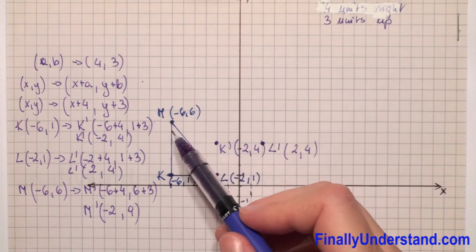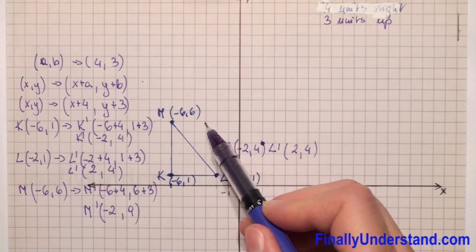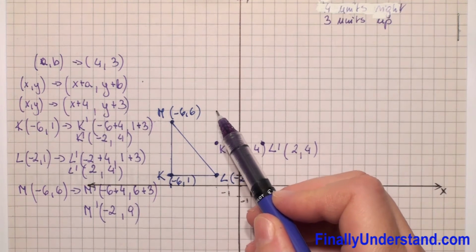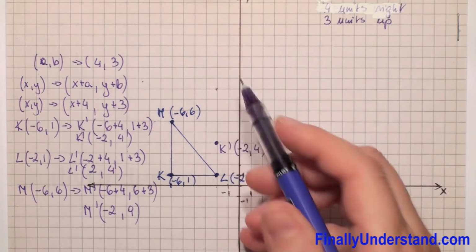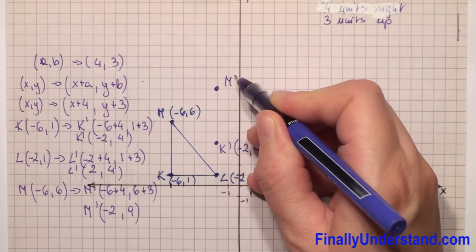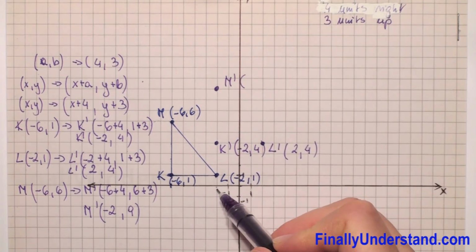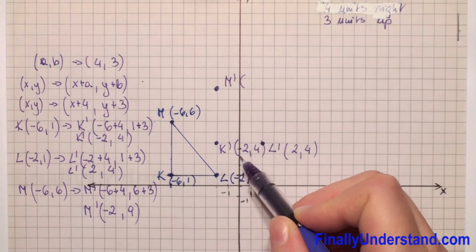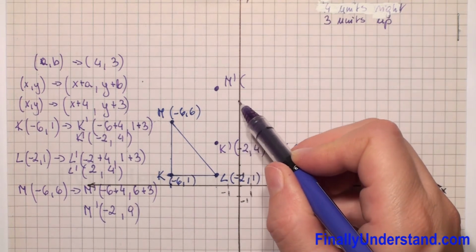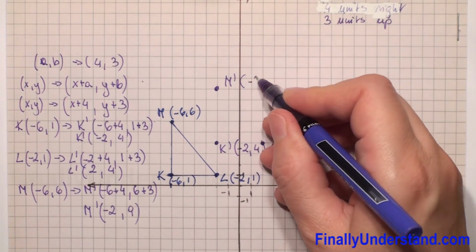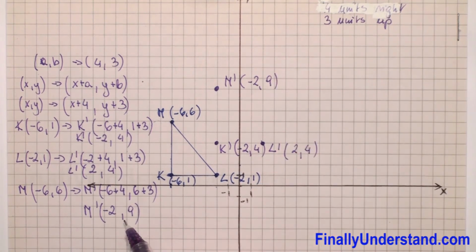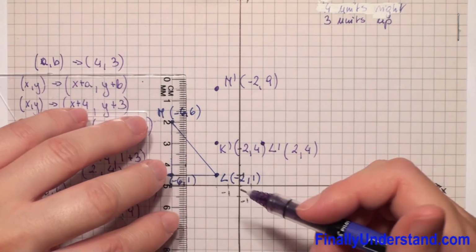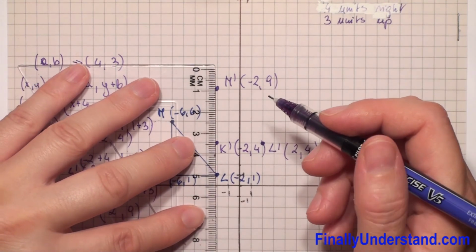And point M, 4 units right, 1, 2, 3, 4, and 3 units up, 1, 2, 3. So our point M prime will have coordinates from the graph negative 2, and the y coordinate is 1, 2, 3, 4, 5, 6, 7, 8, 9. So this is negative 2, 9, and we got from algebra the same coordinates. Now we can connect these 3 points, and we have triangle K prime, L prime, M prime.